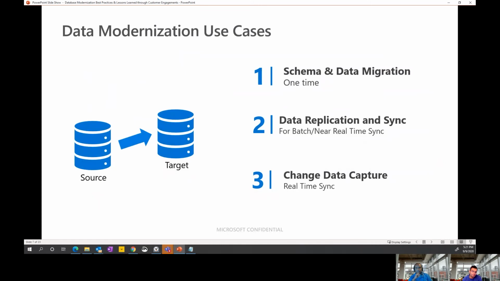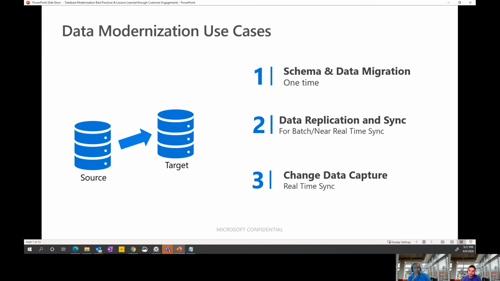With this, just so we are in context, when we talk about data modernization, there is typically a three-step process, and we call them use cases. The very first use case is schema and data migration, which is a one-time activity. The other one depends on your workload. If your workload is of a batch type, you need a data replication and sync capability, which is okay to have near real-time ability to sync. Again, there are complications there.